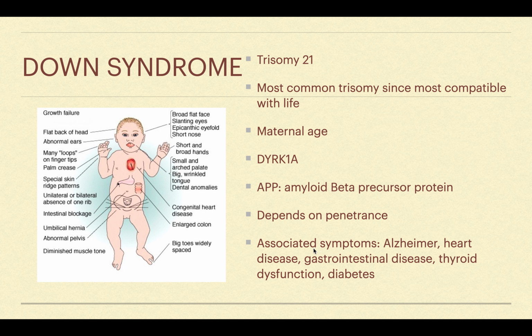The associated symptoms, of course, are Alzheimer's and heart disease. They have some heart defects, gastrointestinal disease, thyroid dysfunction, and diabetes. This is why most Down syndrome patients are prone to obesity, and these are the most common physical symptoms.